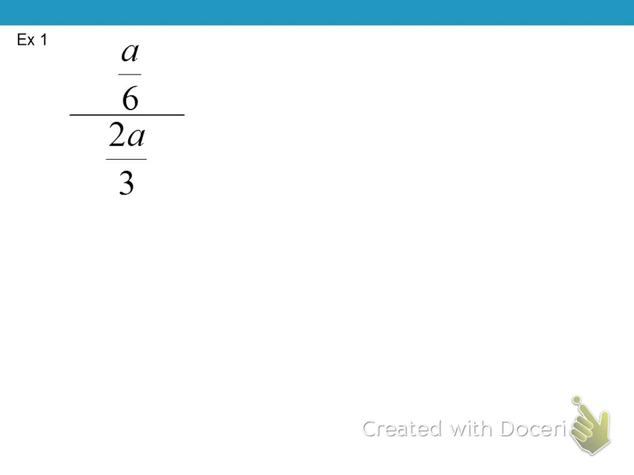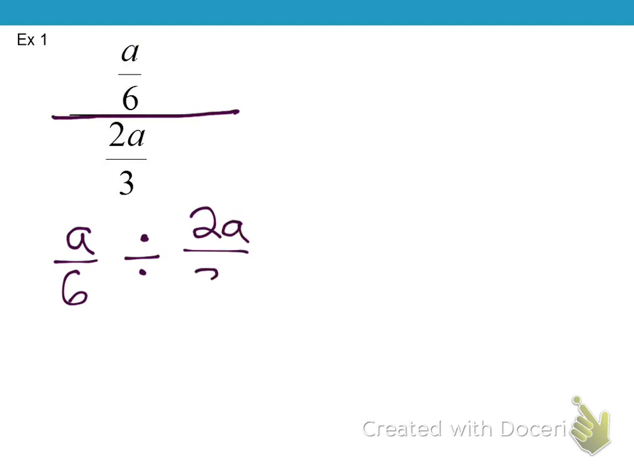Okay, so here is the big bar. Everybody see it? So I am going to just rewrite what's in front. I'm going to write the bar as the old school division symbol. Then I'm going to write what's underneath. Everybody with me? Can you simplify a over 6? Can you simplify 2a over 3? No, so we are to the keep, change, flip step.